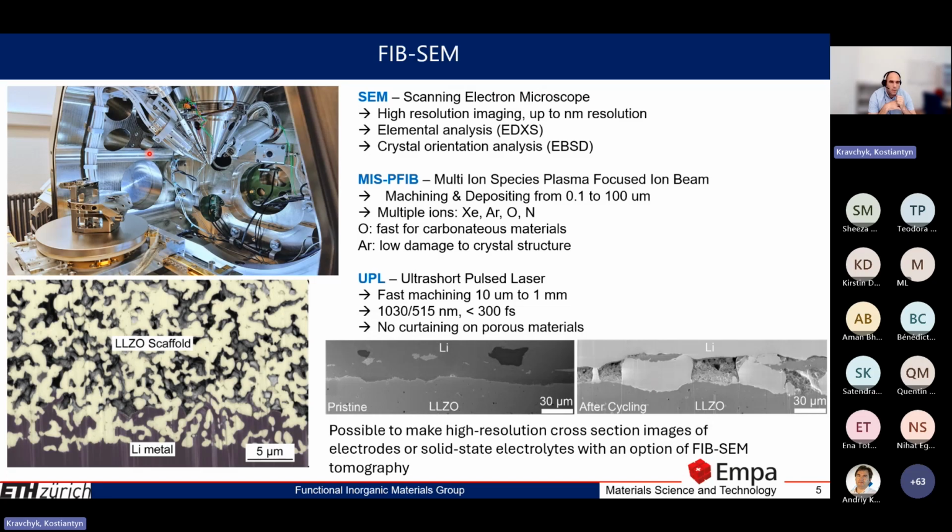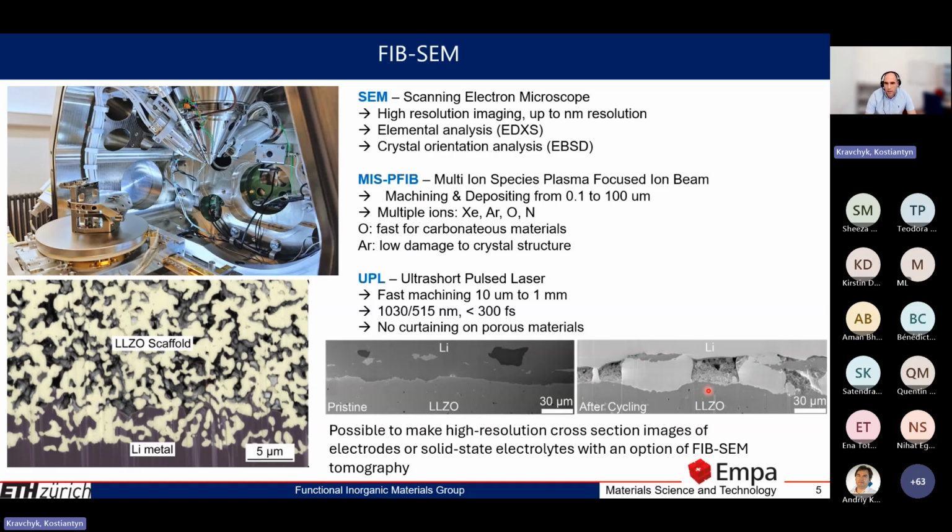Here you see basically on the left side a cross-sectional image of LLZO, so lithium lanthanum zirconium oxide porous scaffold, which was impregnated with lithium metal. And from this image, basically, you can get quite good understanding about the penetration of lithium inside of the scaffold, what is the contact area you have, etc., as well as the porosity and tortuosity of this kind of channels which you have inside of this porous solid state electrolyte.